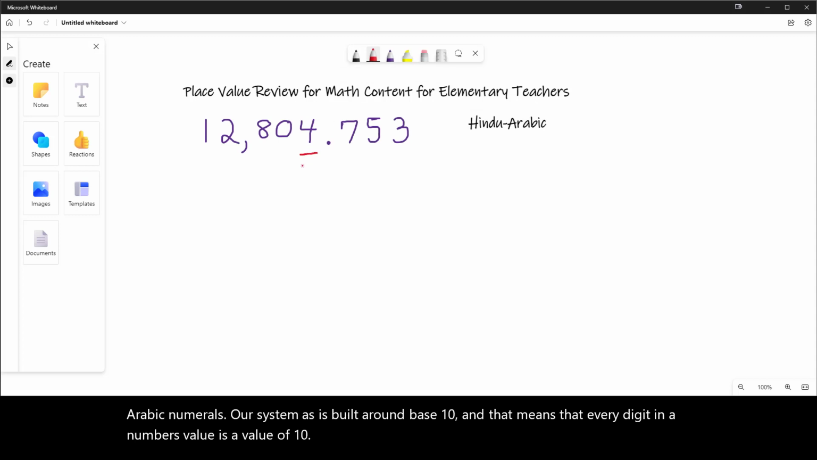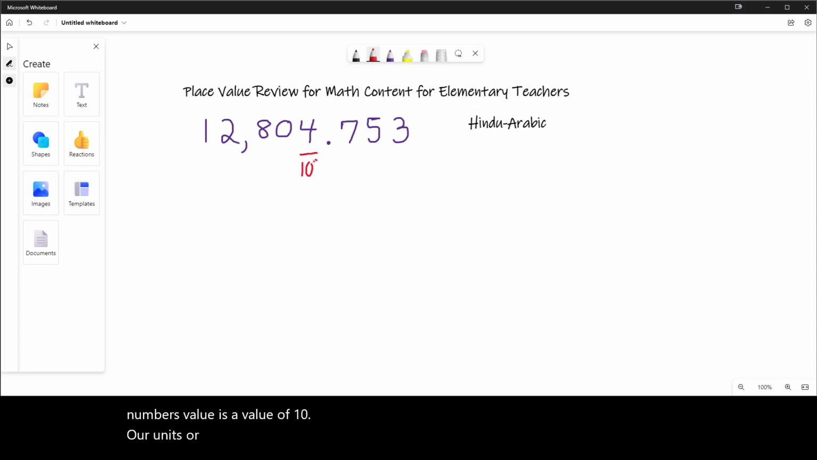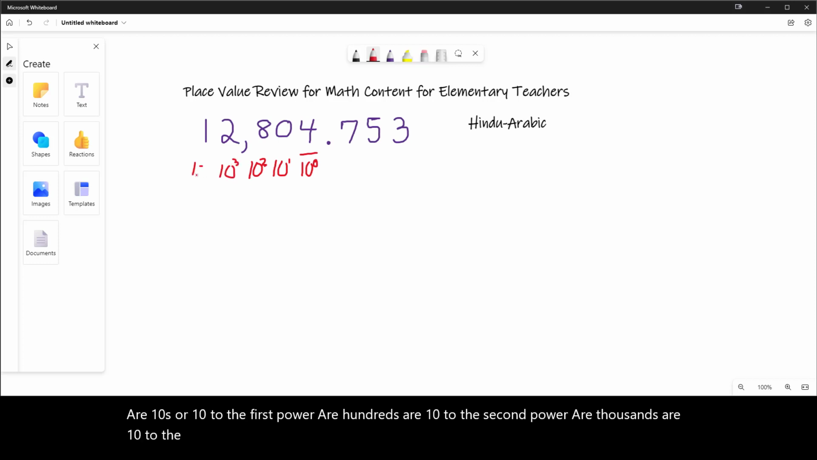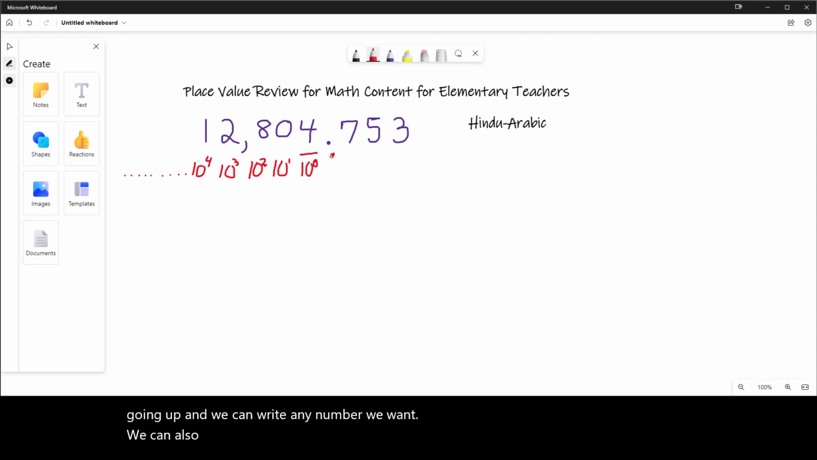Our units, or ones, represent 10 to the 0 power. Our tens are 10 to the first power. Our hundreds are 10 to the second power. Our thousands are 10 to the third power. Our 10,000s are 10 to the fourth power, and so on. This keeps going up, and we can write any number we want. We can also write decimals with this.